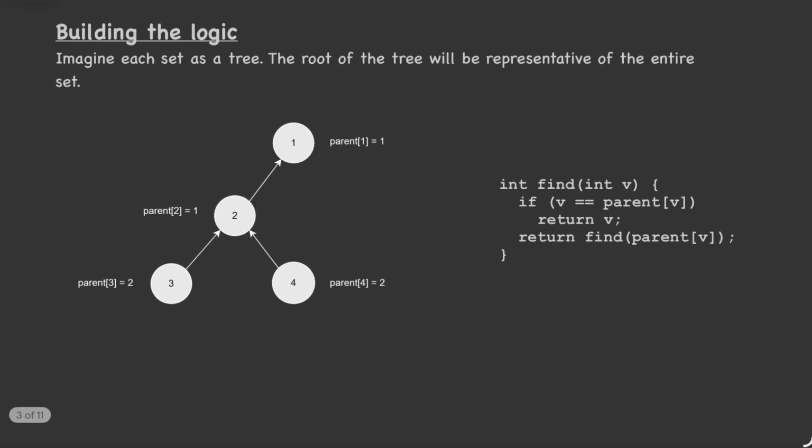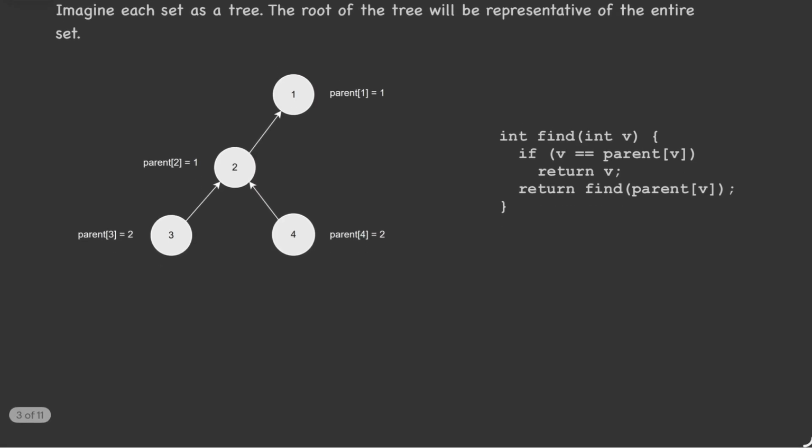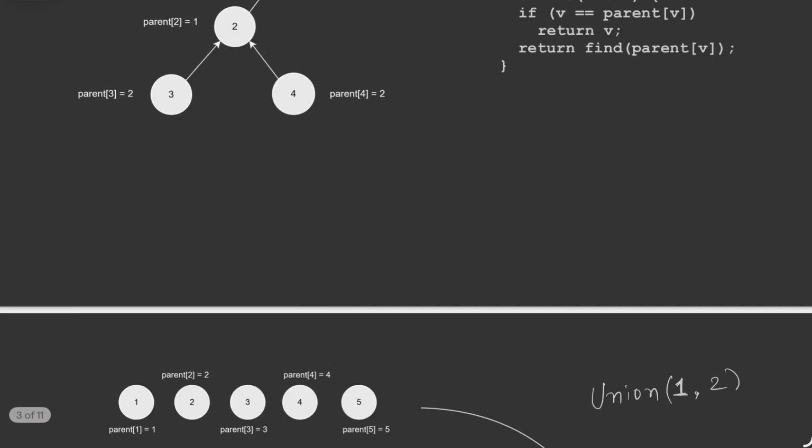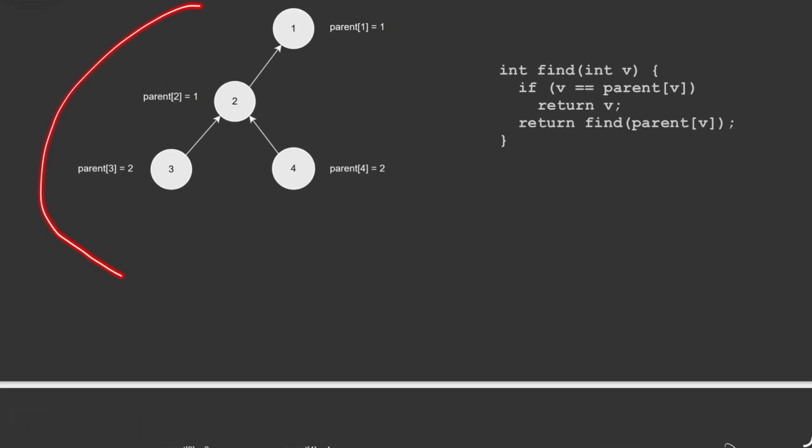So nothing complicated here. The find operation is very simple. Now let's look at the union operation. In the union operation, we will discuss how exactly we build this tree.